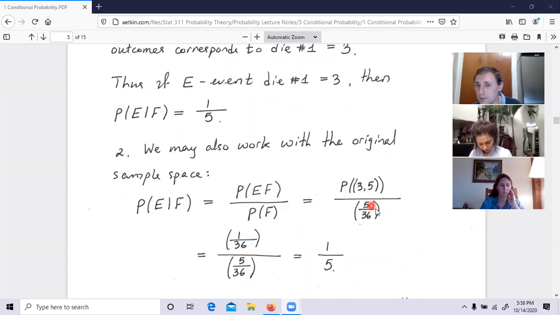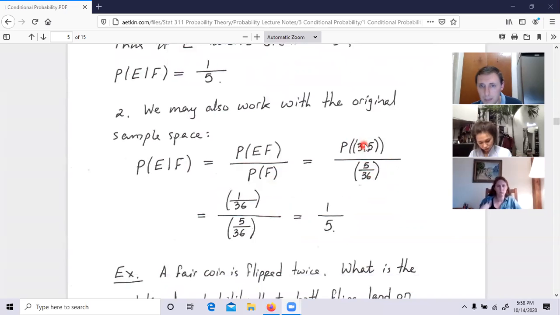It's the number of outcomes in F divided by the total number of outcomes in the sample space. So that is 5/36. But the probability of (3,5) is 1/36. So I can multiply top and bottom by 36. I also obtain 1/5. Yes?